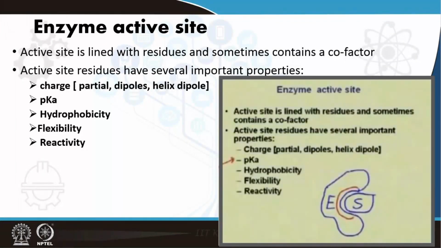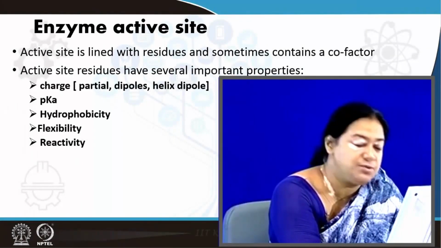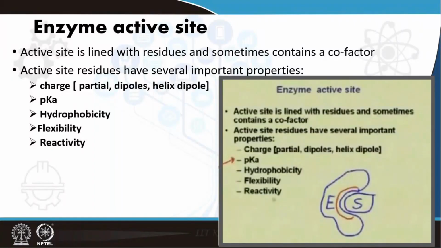Another important property that we learnt about amino acids was the hydrophobicity. So that is also going to be important in the active site residue lining. The flexibility, because we have to have residues move over to make way for the substrate to come in, and definitely the reactivity. So now if we go back to see what other properties we have, how do we get back here?